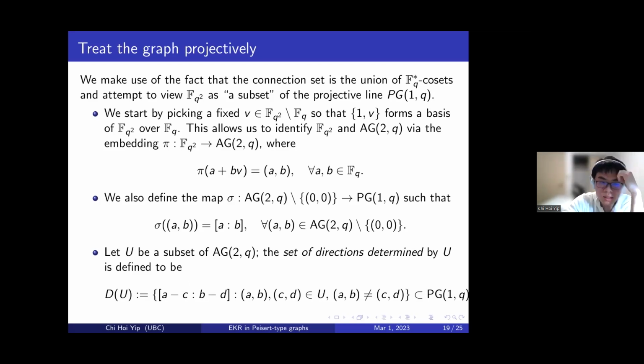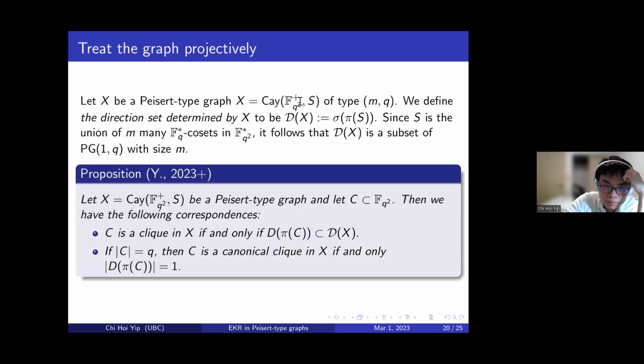So with this preparation, you can try to make sense of this kind of nonsense. So given a Peisert type graph with connection set S, you can try to define the connection set determined by X. This is given by the composition of the map sigma and pi on S.